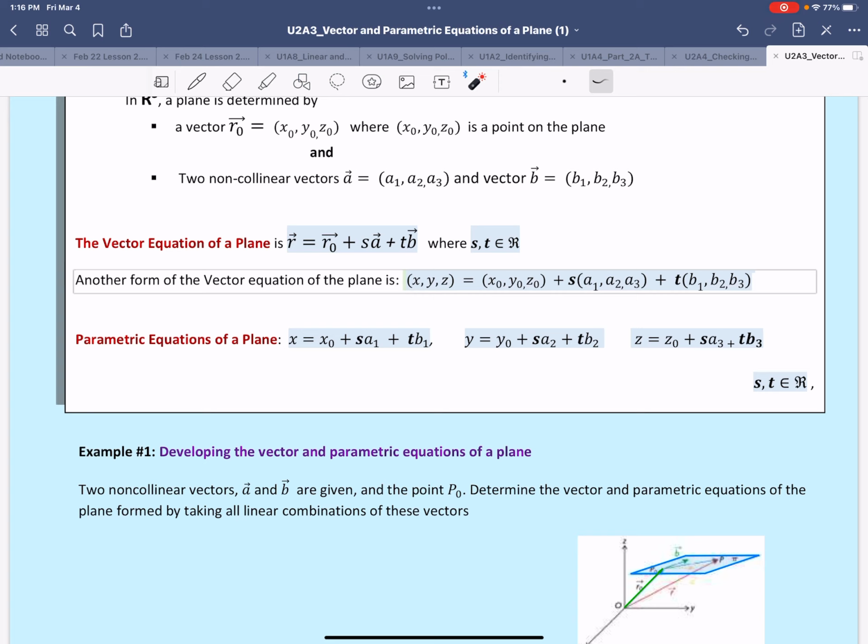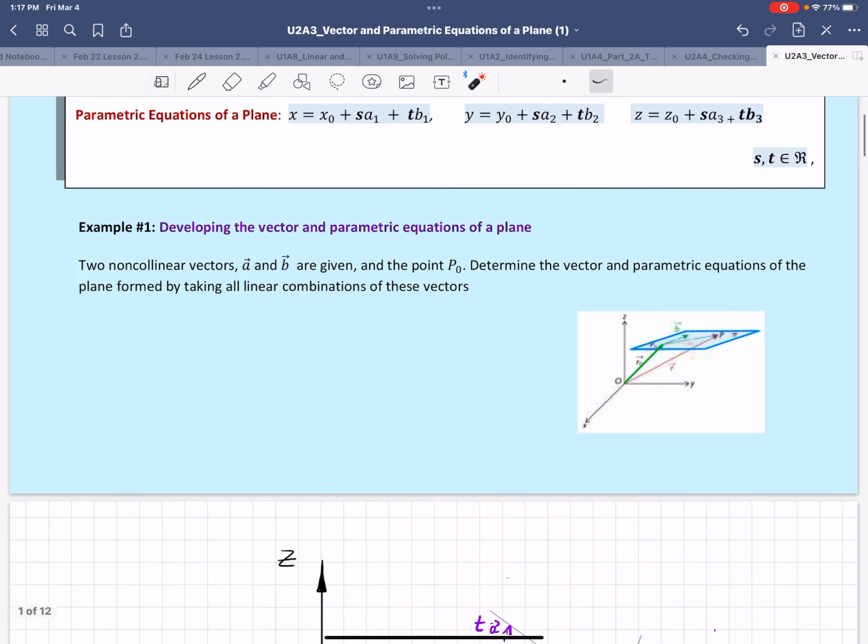The parametric equations of the plane are described by the following equations. So x would equal x0 plus s a1 plus t b1 added together. y would be y0 plus s a2 plus t b2 added together. And the coordinate z is z0 plus s a3 plus t b3 all added together.